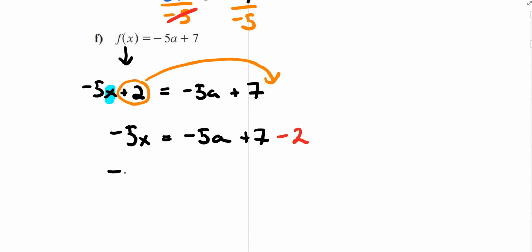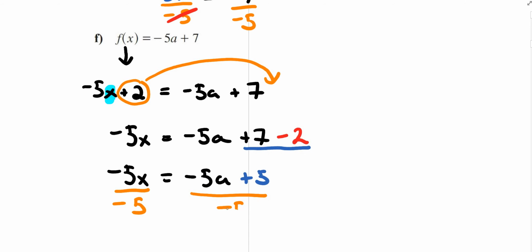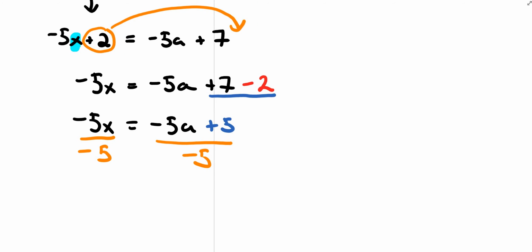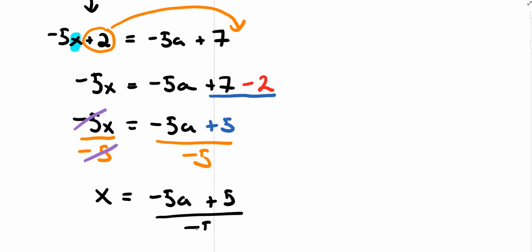So a little bit more work here. On the right-hand side, I have negative 5a, and plus 7 minus 2 is going to be positive 5. And then I can divide both sides by negative 5. If I do that, that will cancel off, and now I have x equals negative 5a plus 5, all divided by negative 5.